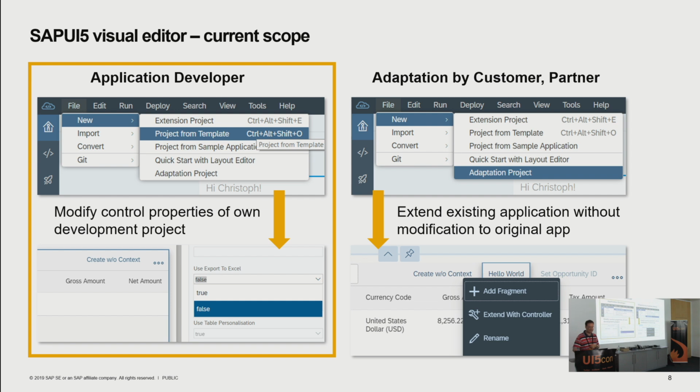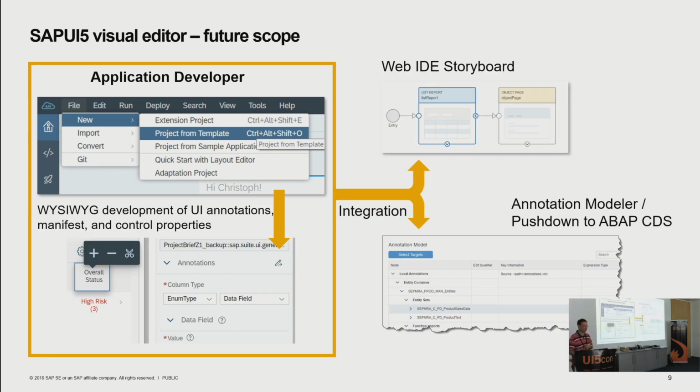On the left side, we actually want to go forward in the future to have a full-fledged WYSIWYG editor for Fiori Elements applications, so that you not only have the possibility to modify control properties, but also annotations and manifest parameters. This is all integrated with the Web IDE storyboard for the page layout and with the Annotation Modeler. The Annotation Modeler here is an expert tool for all the features we cannot offer in a really lean and easy-to-use way for the complex things, and also for the pushdown to ABAP CDS. And now I'm handing over to Mariana for the details about annotations and pushdown.